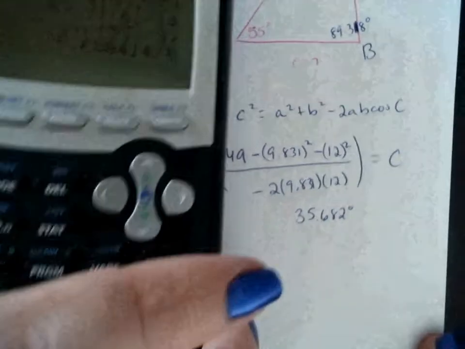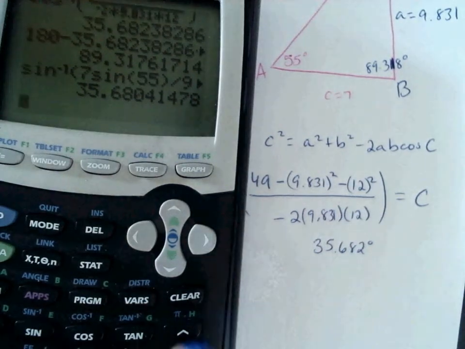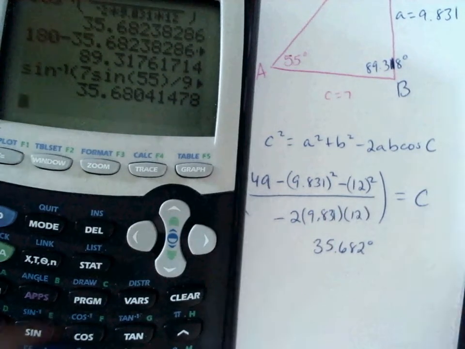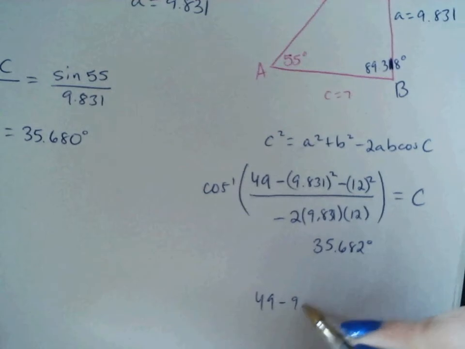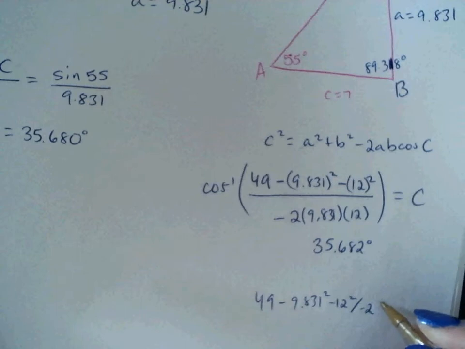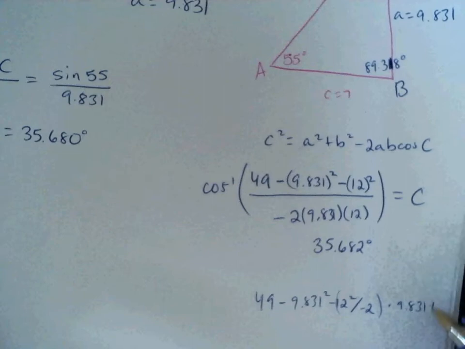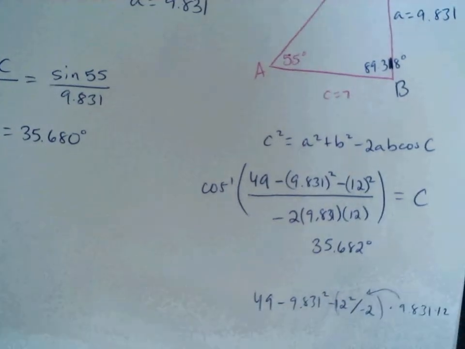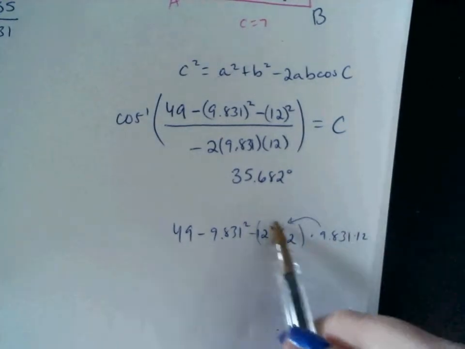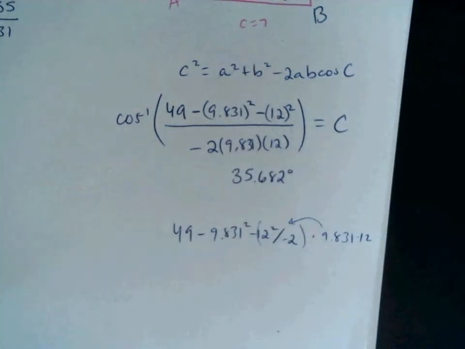the reason why you need to be careful about typing this in is if you type in 49 minus this squared, and then you say divided by, and then you just start typing in negative 2 times this, without parentheses, you're going to have basically this: 49 minus 9.831 squared minus 12 squared divided by negative 2, and then the whole answer, just this part, times 9.831 times 12 in the numerator, because it will not divide it in the denominator unless you put it in the denominator. You would have to put parentheses around the denominator and parentheses around the whole numerator. So it's a little bit easier just to type it in as the fraction.